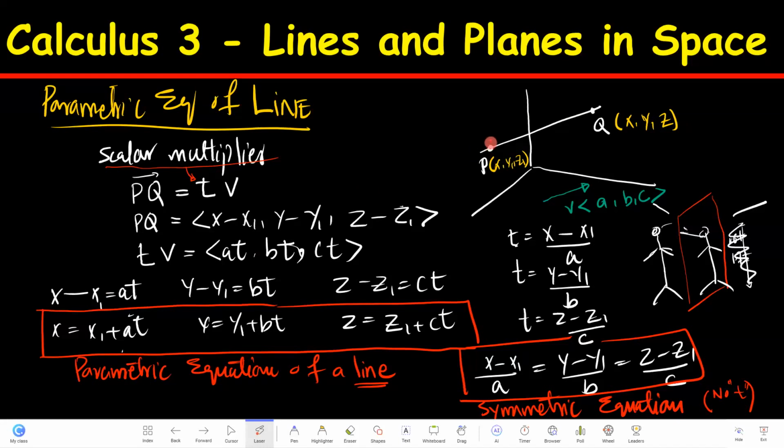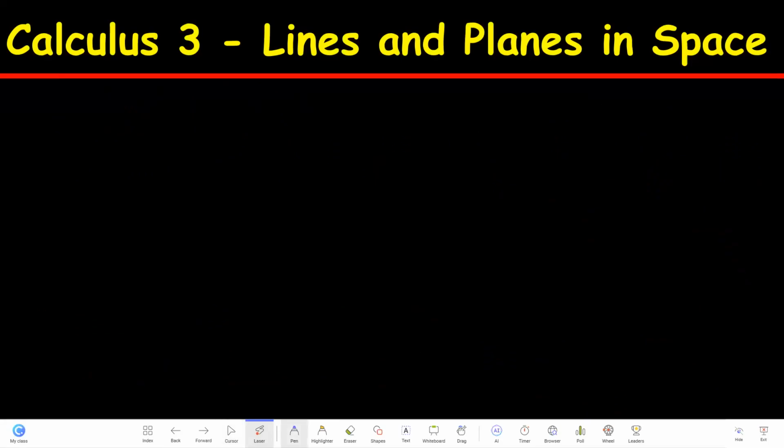In my case, I take point P. You can take Q, or maybe any other point. Maybe you can take the midpoint and use x1, y1, z1 for the midpoint. You can still develop a parametric equation. Okay. Let's take a look at another problem. Real fast, we're going to do some problems.